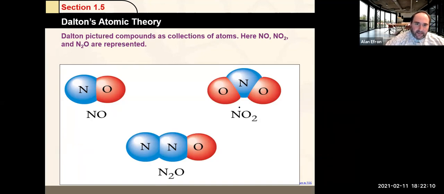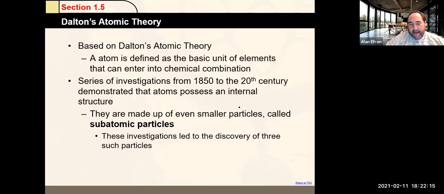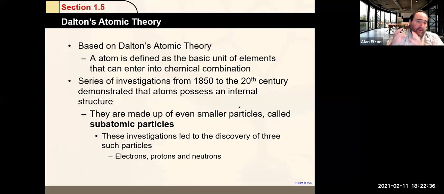So based upon Dalton's atomic theory, there is a good idea about what's happening in terms of the atom. It was basically defined as the basic unit that can go into chemical combination. And there were a lot of experiments done from 1850 to about the 20th century. What they demonstrated was that even though atoms are really small particles, they do contain an internal structure of even smaller particles. Those are sometimes referred to as subatomic particles.